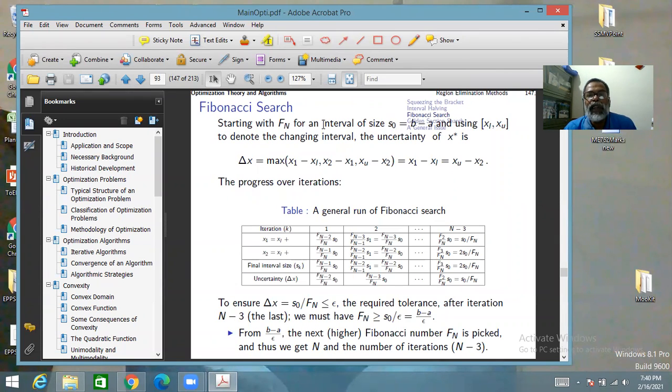Now, starting with Fn for an interval and using XL to XU to denote changing intervals, how much uncertainty is there? You can work it out. Say XL is the lower limit, XU is the upper limit in a particular interval. X1 is the first mark, X2 is the second, interior mark. So these two interior marks split the entire interval into 3 parts. XL to X1 of this length, X1 to X2 of this length, and X2 to XU of this length. Now this length and this length are the same. This one is smaller. So the maximum of these is this, and therefore this much is the uncertainty.